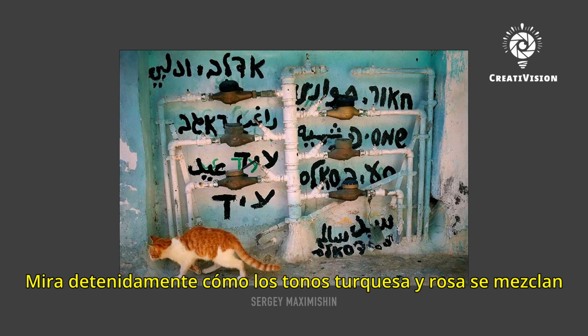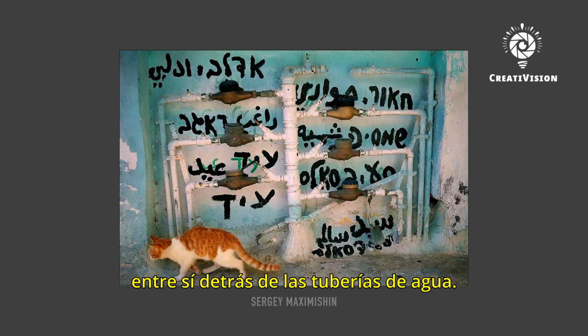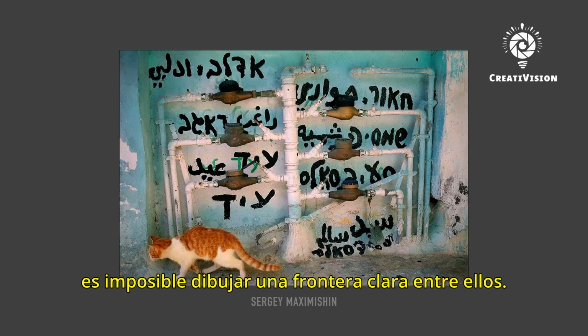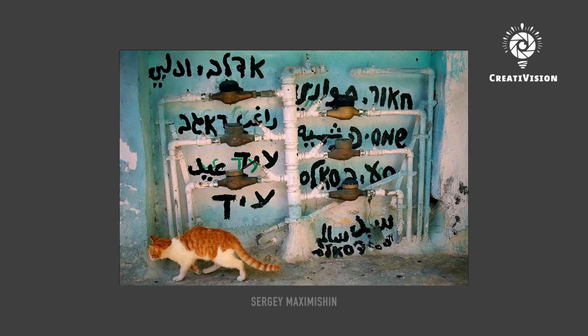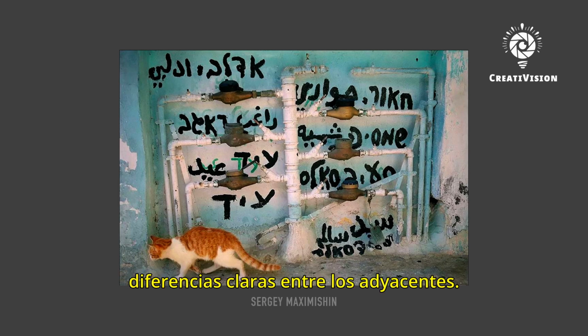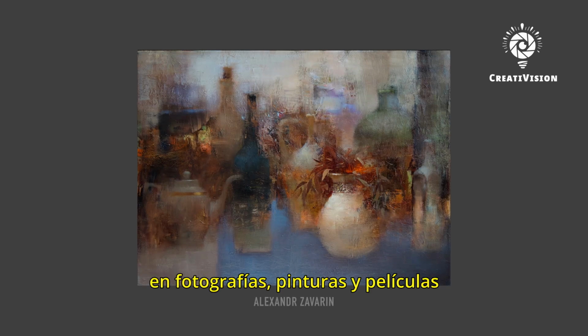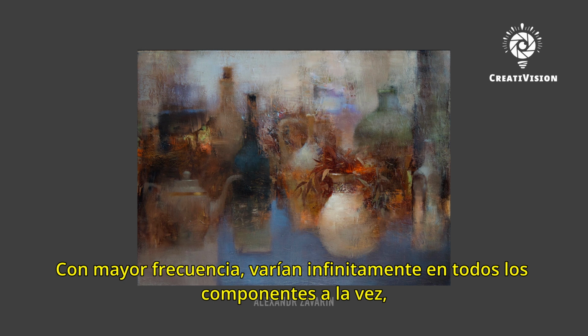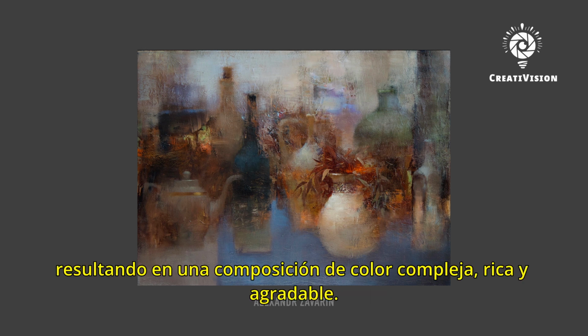Look closely at how the turquoise and pink hues blend into each other behind the water pipes. Despite the fact that we see clear areas of each color, it is impossible to draw a clear border between them. This is achieved thanks to the ultimate smoothness of the gradient, that is, so many shades that the human eye ceases to see clear differences between adjacent ones. In real life, colours in photographs, paintings, and in movies rarely change in just one component. More often than not, they vary infinitely in all components at once, resulting in a complex, rich, and enjoyable colour composition.